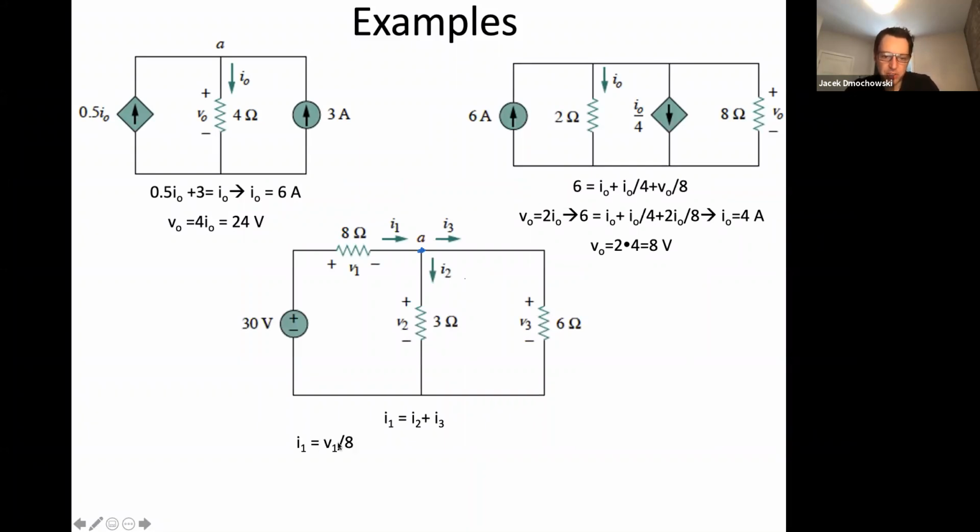The only thing that we skipped is the application of Ohm's law, which we could have done after. We know that I1 is the current flowing across the 8 ohm resistor. And so the value of I1 is equal to V1 divided by 8. Hopefully that's clear. The value of I2 is V2 over 3, and the value of I3 is V3 over 6.